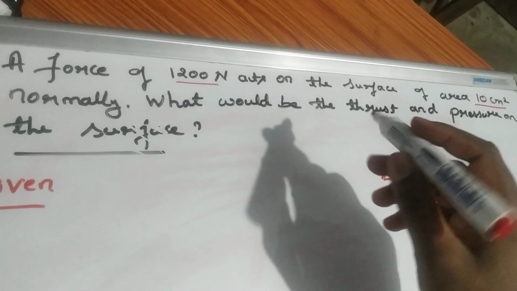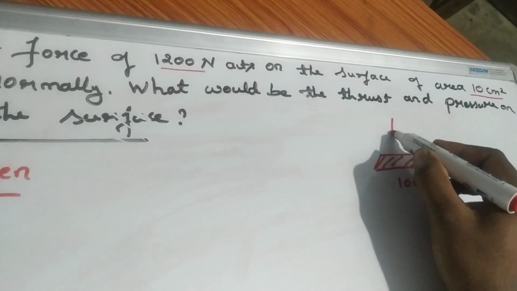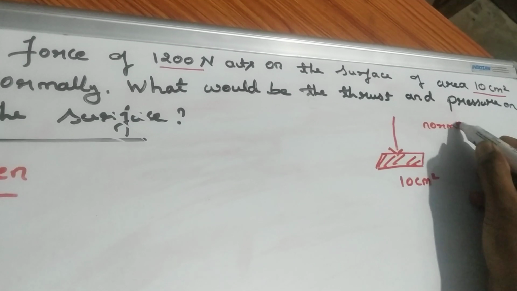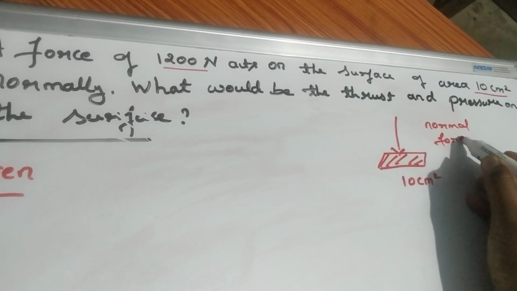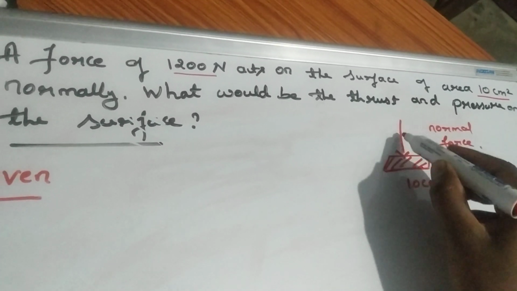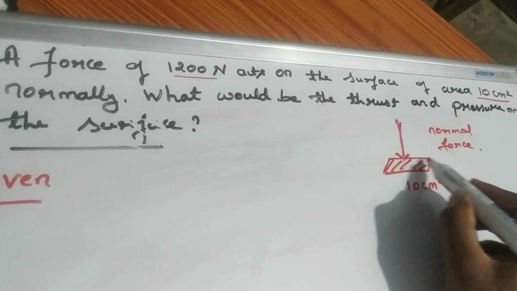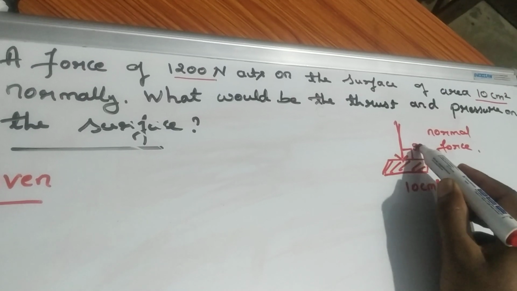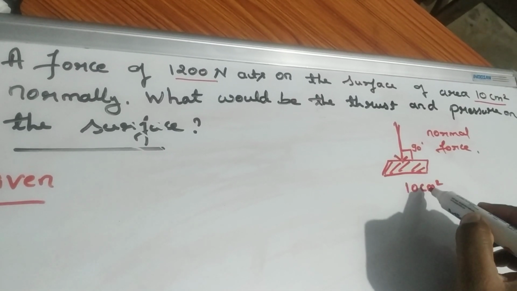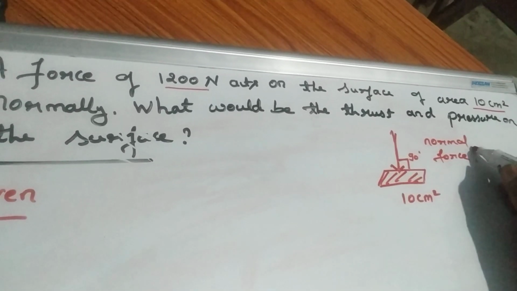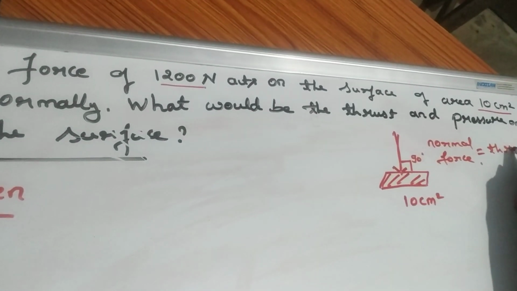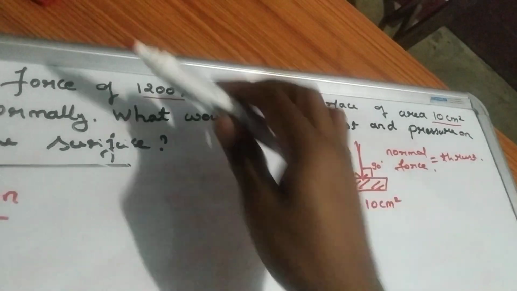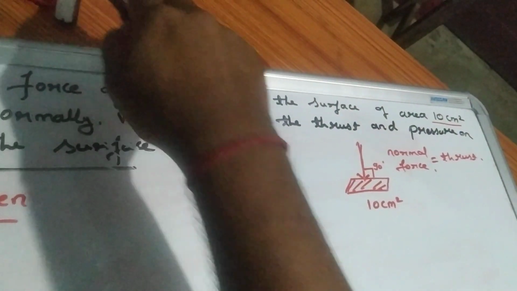The force is acting normal to it. Normal force means the perpendicular force. That means the force is in this downward direction, making a 90 degree angle with the surface. That normal force itself we call thrust. You need to understand that normal force is called thrust.